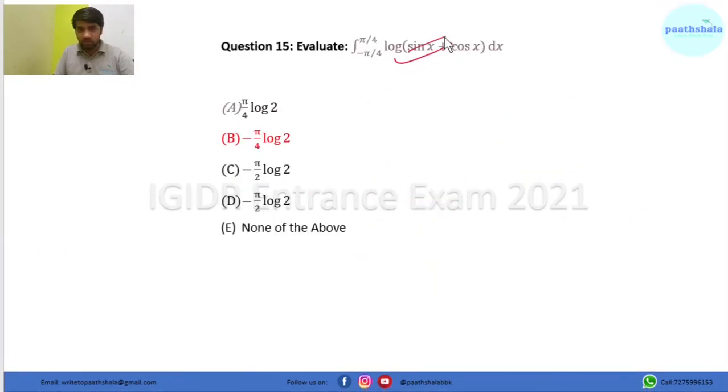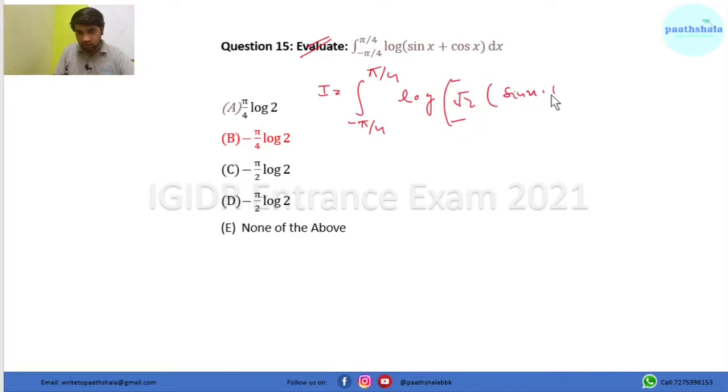So again, this is a very good question. To solve this question, we are going to do some alteration. The interval is minus pi by 4 to pi by 4. Inside the log expression, I'm going to multiply it with root 2 and divide it by root 2. So this will be root 2, and inside the bracket, I can write it like that: sin x into 1 upon root 2 plus cos x into 1 upon root 2.